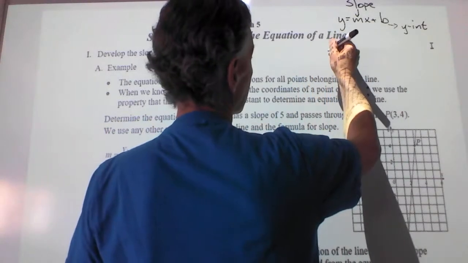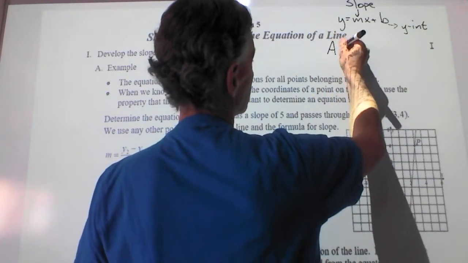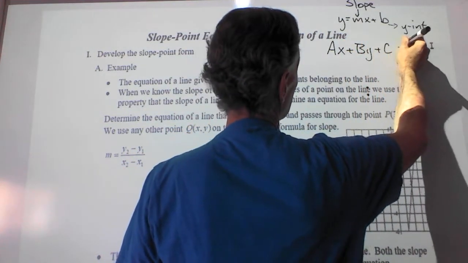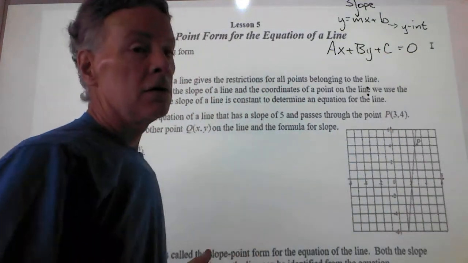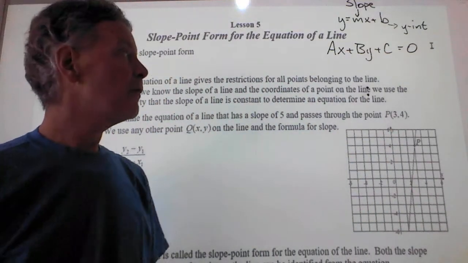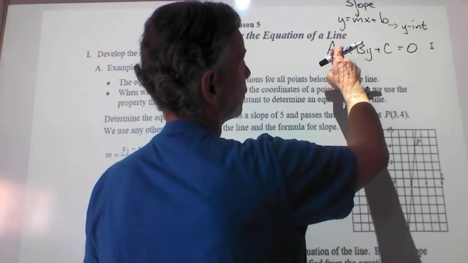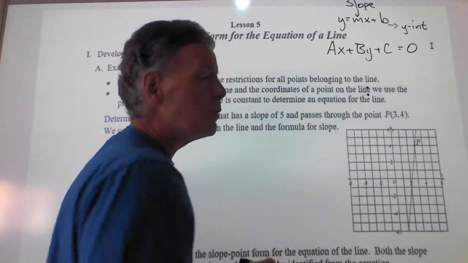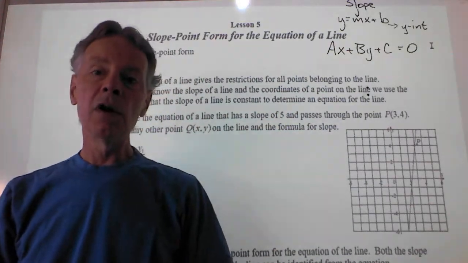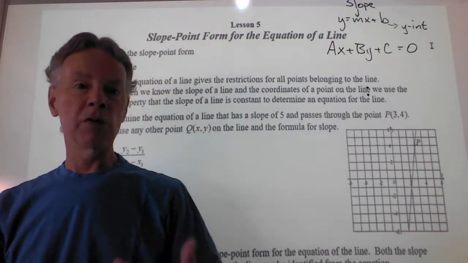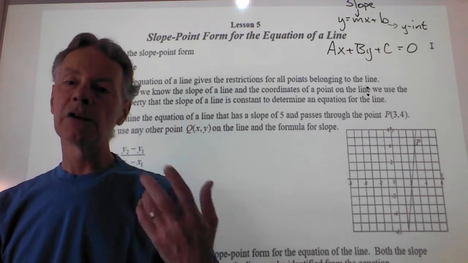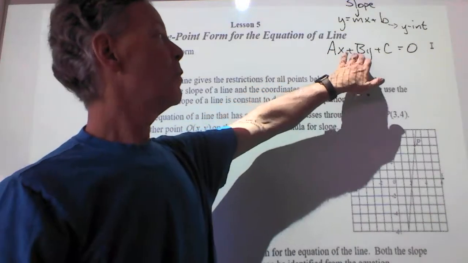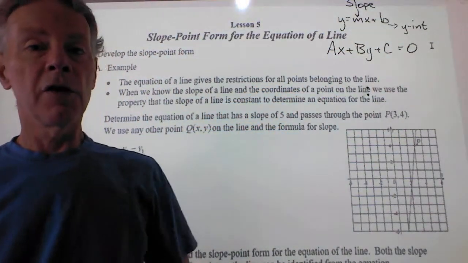The second one we looked at was the general form, which is ax plus by plus c equals 0. And remember, for that one, the numbers are whole numbers. The number attached to x has to be positive. Okay, so remember, we did some stuff with multiplying through by a common denominator or a negative sign, just to make sure that we had positive numbers in front of everything.